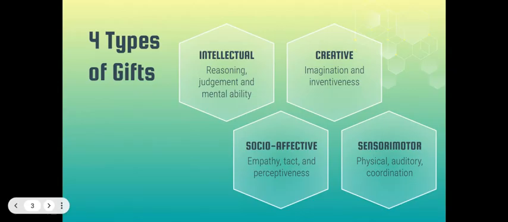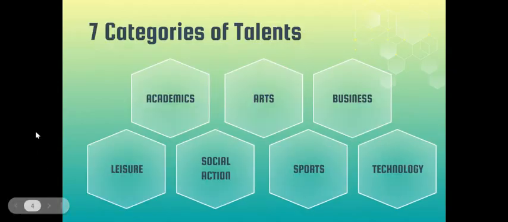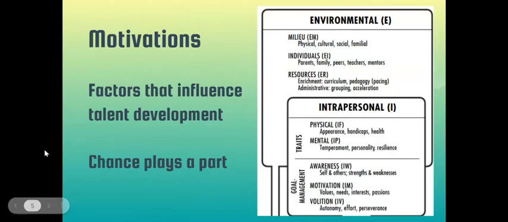Then these 4 gifts, through motivation and through some teaching and education, can be developed into talents in these 7 categories. So we have academics, arts, business, leisure, social action, sports, and technology. And so students who show gifts in those previous areas can then use those gifts to develop talents in one of these 7 categories.